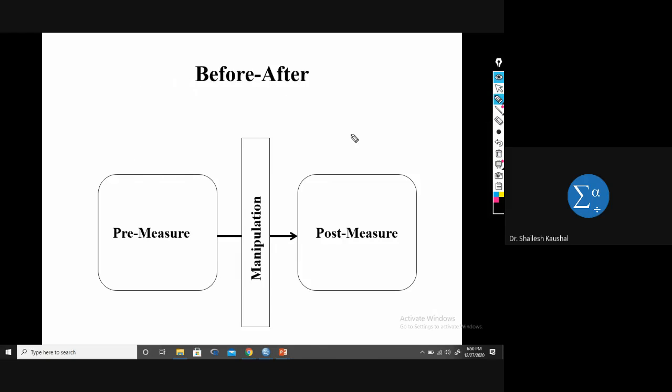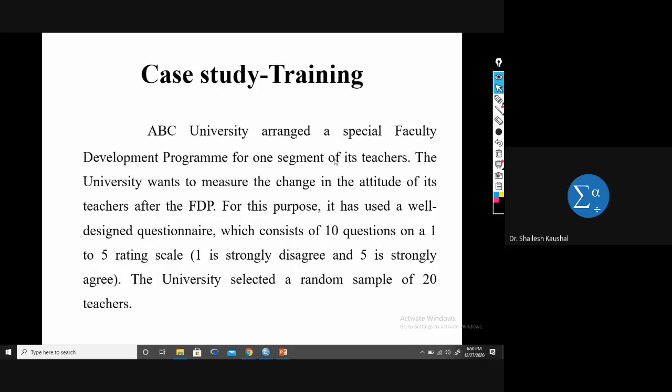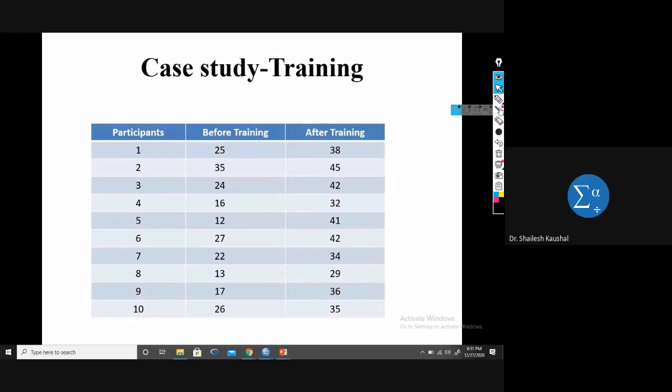Next, the paired t-test. We can take the example of a training program. In this case study, ABC University arranged a special faculty development program for one segment of teachers. The university wants to measure the change in the attitude of its teachers after the faculty development program.